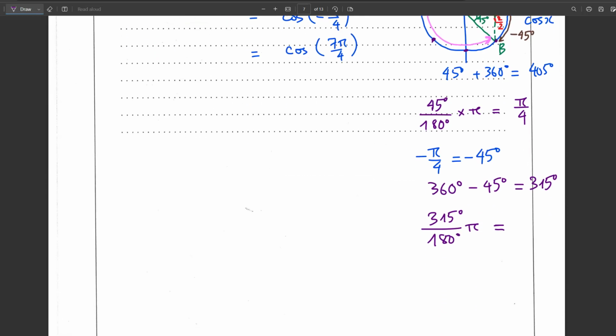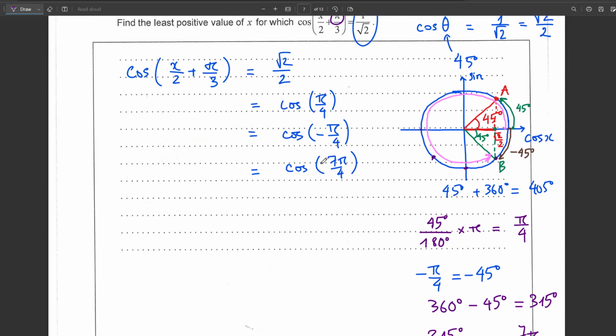Hoặc là mình cứ tìm cách simplify cái fraction này là được. Mình chia cho 45, 315 chia 45. 180 chia 45 sẽ còn 4 và 315 chia cho 45 thì mình sẽ còn 7, cho nên đó là lý do mà nó sẽ bằng 7 pi over 4. 7 pi over 4. Rồi.